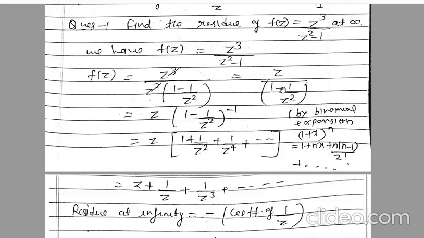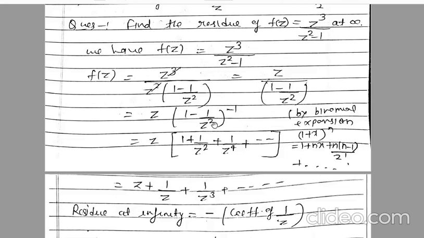So you can write your 1 minus 1 upon z square as 1 minus 1 upon z square to the power 1. If we move our 1 minus 1 upon z square to the numerator, then it will be 1 minus 1 upon z square to the power minus 1, right? So we know the binomial expansion. Binomial expansion is 1 plus x to the power n is equal to 1 plus nx plus n(n minus 1) upon 2 factorial into x square, and so on, right? So apply this theorem here.